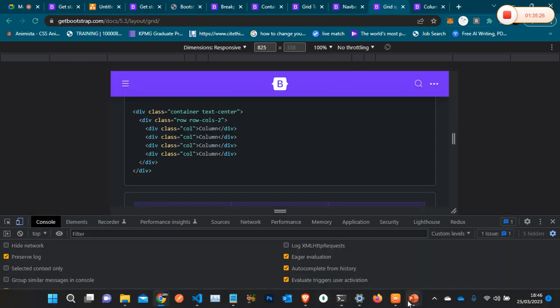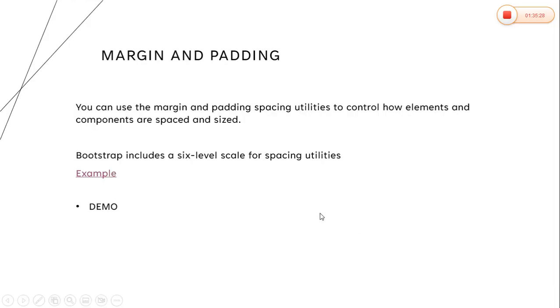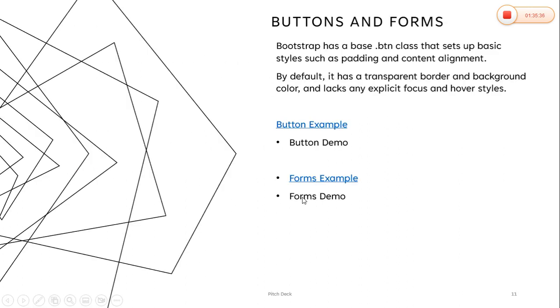So where were we? Yeah, we've seen margin and padding already, right? Yeah, I've done them. Okay. Then buttons and forms. This part is sweet, just like navbar too. You just copy what you want and apply the style, the class rather.